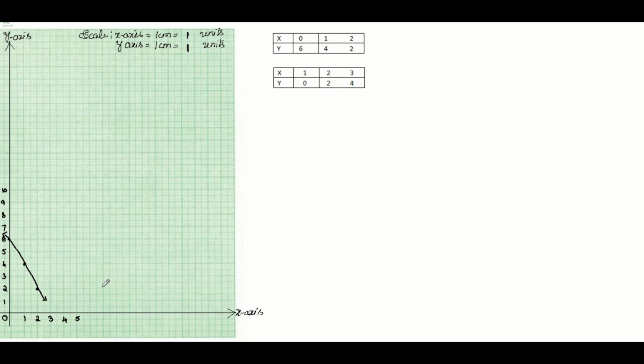Okay, the second line: for x equal to 1 it is 0, that is this point, (1, 0). Next is (2, 2), this same point, and (3, 4). For x equal to 3, y is 4. So we need to join a straight line here also.